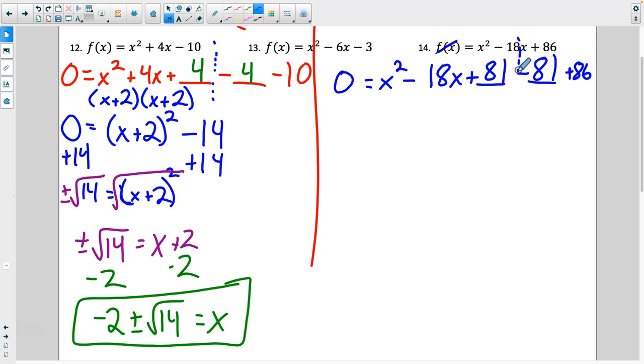And I'll put my little bar there, reminding me that I'm factoring, and I'm combining the like terms on the other side. So this is going to be 0 is equal to, what's this factor to? It's x minus 9. Yeah, so I'm going to have x minus 9 squared. So negative 9 times negative 9 is positive 81. Negative 9 plus negative 9 is negative 18x. And then over here, I just get plus 5.